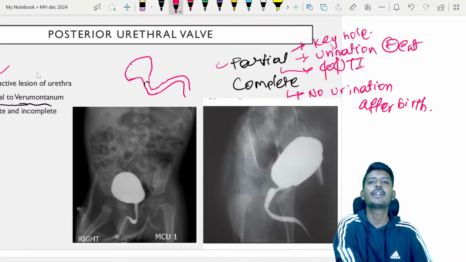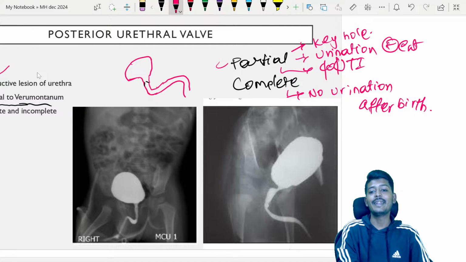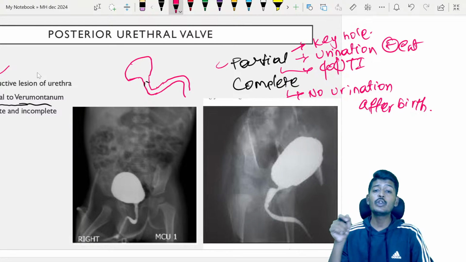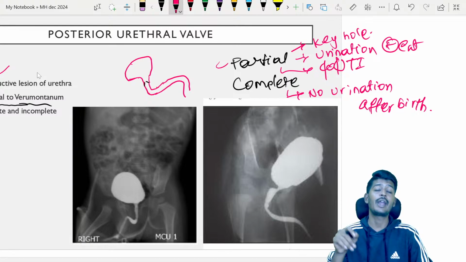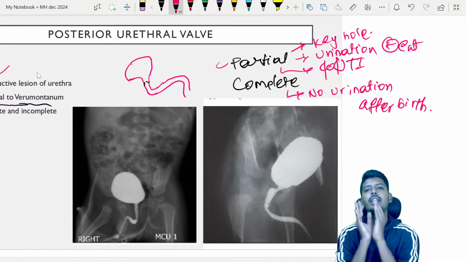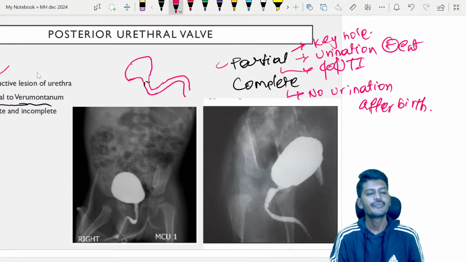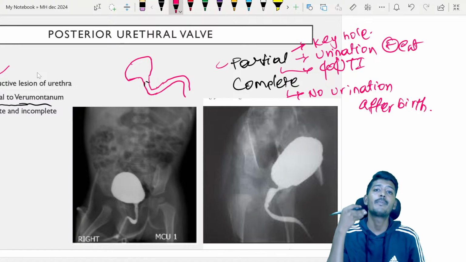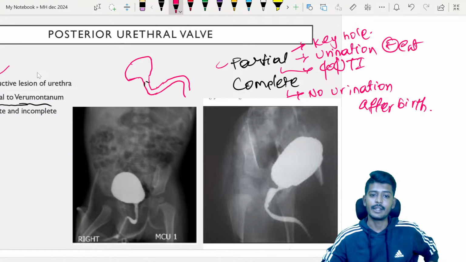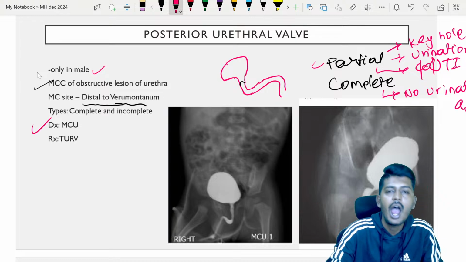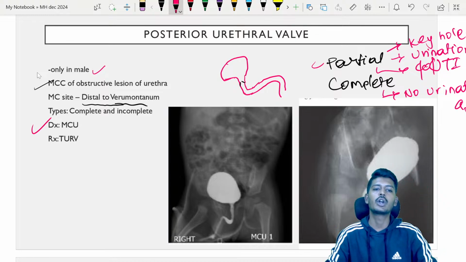And again, आप लोग मुझे बताओगे which it will be, whether oligohydramnios or polyhydramnios. There will be a history of oligohydramnios because urine is not coming out. So in all the renal disabilities, there will be a history of oligohydramnios. In all the GIT disabilities, there will be a history of polyhydramnios during pregnancy. So it can be complete or incomplete. The investigation is MCU, micturating cystourethrogram, also called voiding cystourethrogram. Correct, oligo is the correct answer.